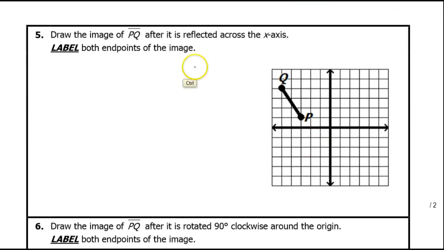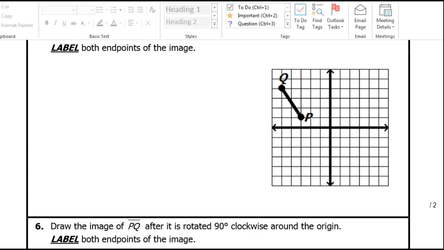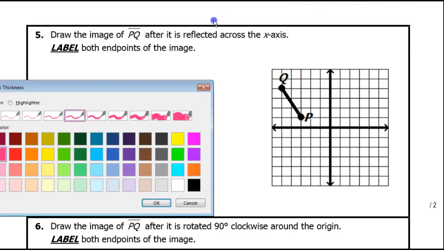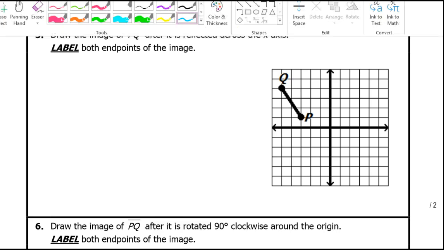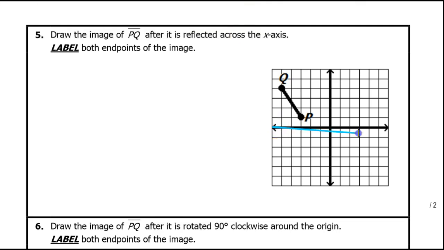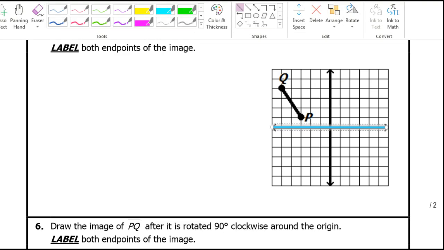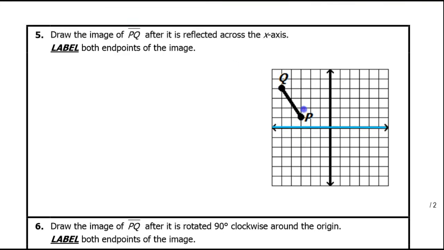Okay, number 5. Draw the image of segment PQ after it is reflected across the x-axis. So we know that this is the x-axis right here. I'm just going to highlight it a little bit. Okay, this is the x-axis. So the easiest thing to do is just to use your common sense and just do the mirror image on the other side of this line.